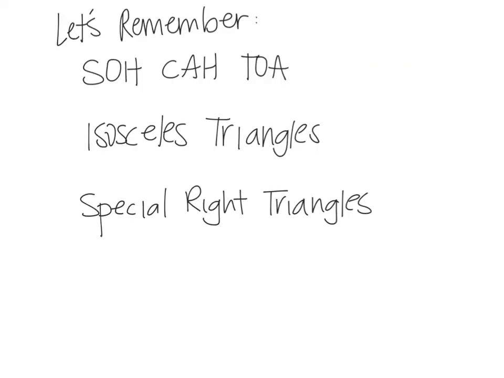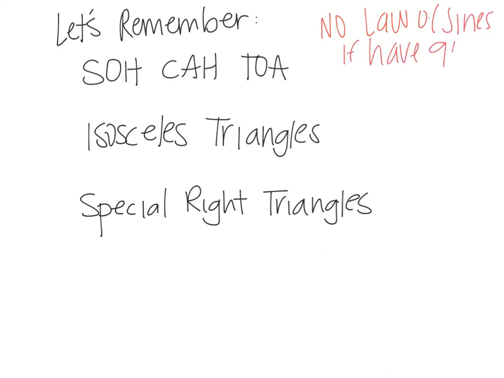Okay, some important things to remember. SOHCAHTOA, we need to remember what sine, cosine, and tangent are. Remember, we do not do sine, cosine, and tangent of 90 degrees. Never, ever, ever. So no using law of sines when you have a 90-degree angle. So I'll write that real big: no law of sines if you have a 90-degree angle. The same thing can be said for law of cosines.